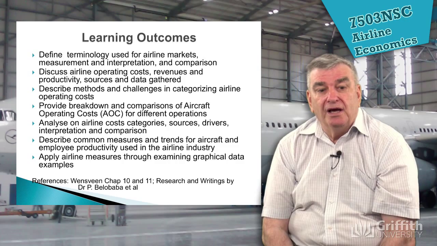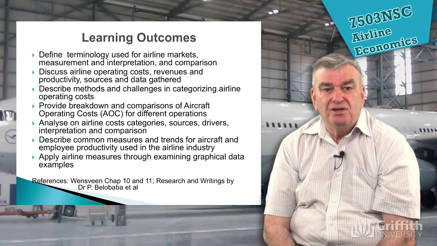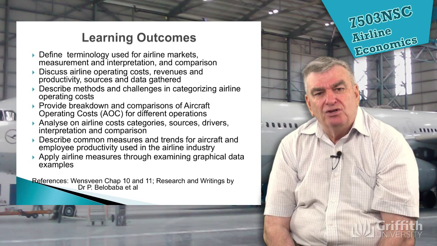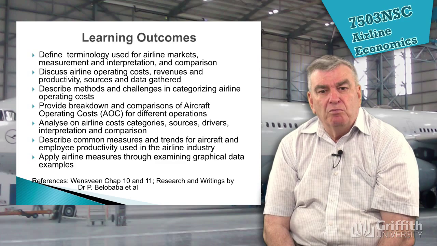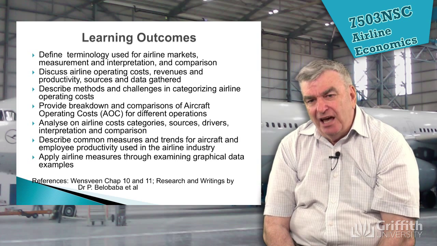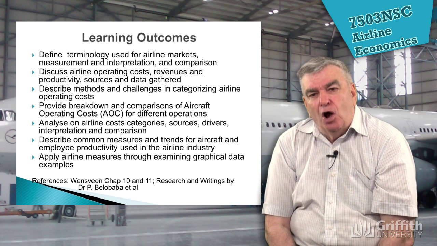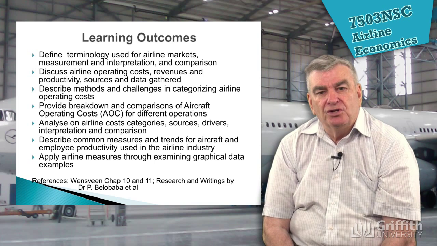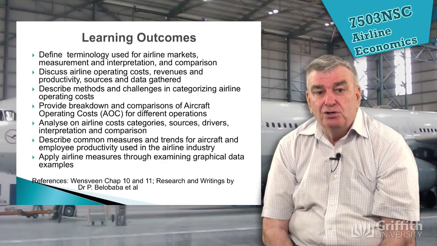So what we're going to be looking at in this is, first of all, the terminology used for airline market measurement and the interpretation and comparison. We're going to be looking at airline operating costs, the revenues, productivity, sources, the data that's gathered. We're going to take a look at the methods and challenges in categorising these operating costs, because trying to pin down exactly where a cost, for example, the person who works in the back room supporting the IT that supports your passenger reservation system, how do they contribute to your bottom line?